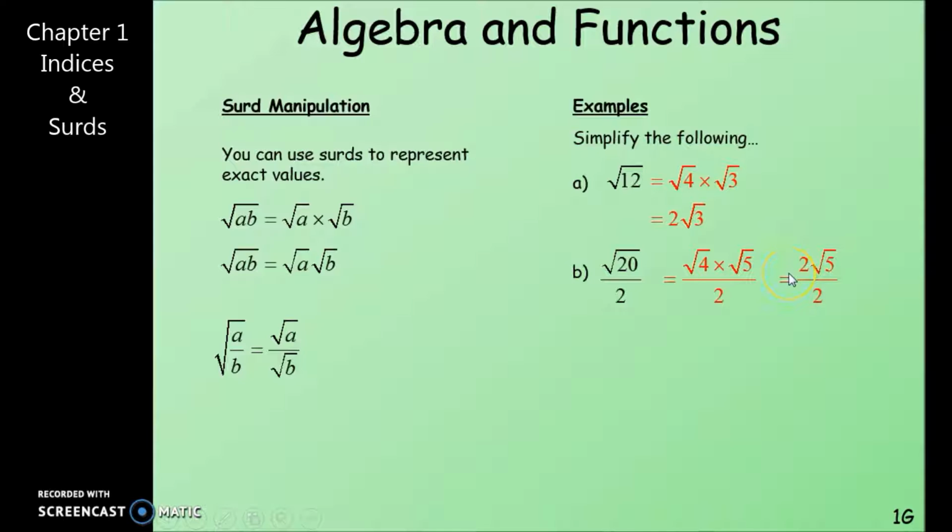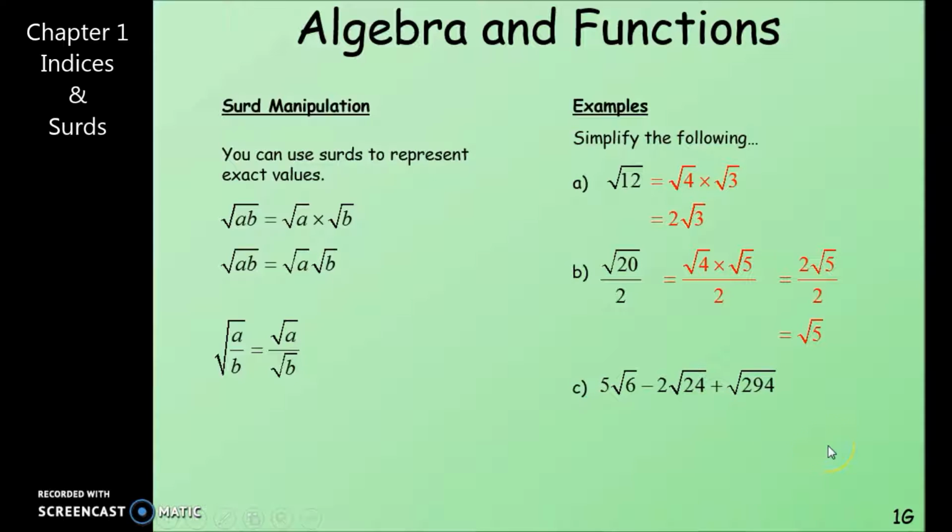Now, this is just like algebra. What would you do if you had 2x divided by 2? Well, then you would just give the answer as x when you divide the 2's and cancel them out. So we're going to do that with surds as well. We're going to divide the number part, so you've got 2 divided by 2, which ends up just being 1. So you just end up with the 1 times root 5, which is just root 5.